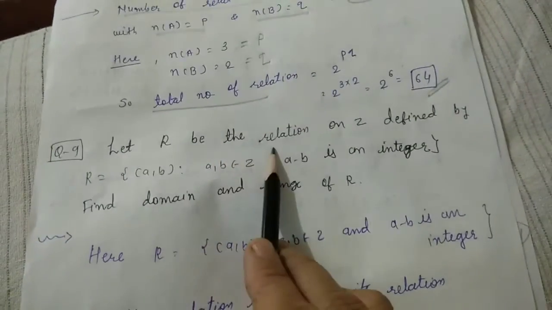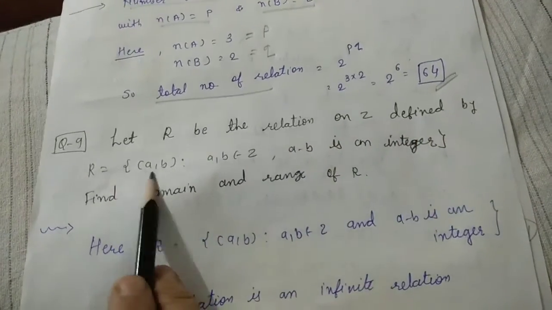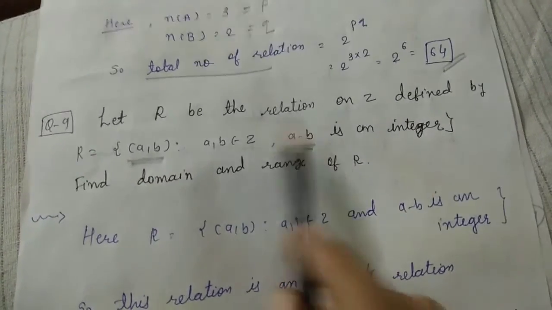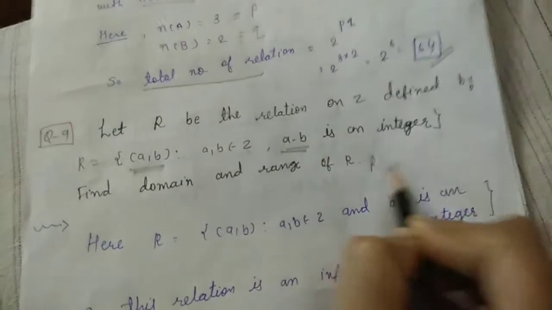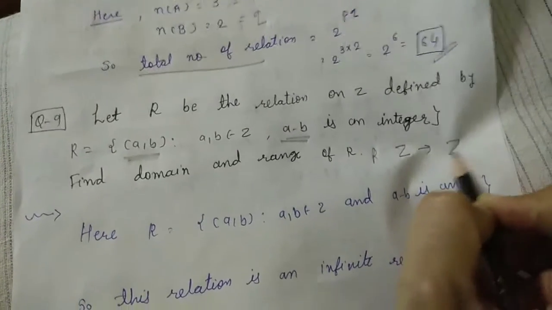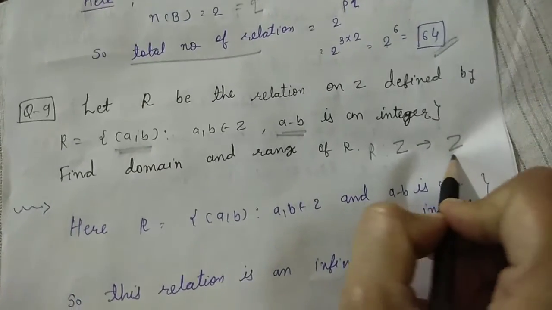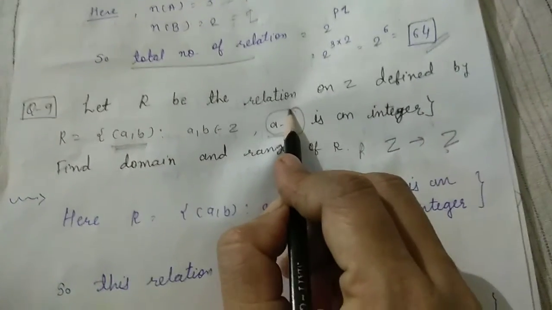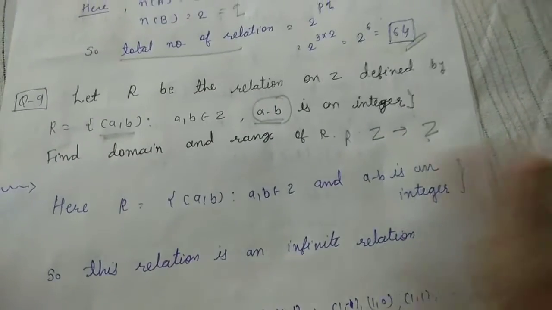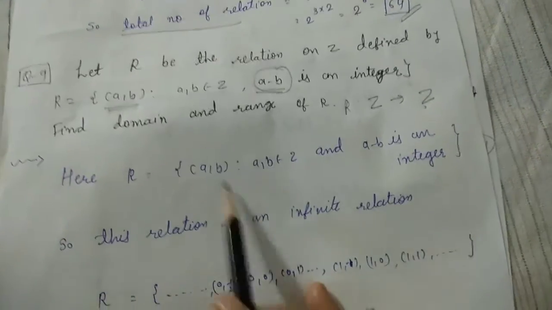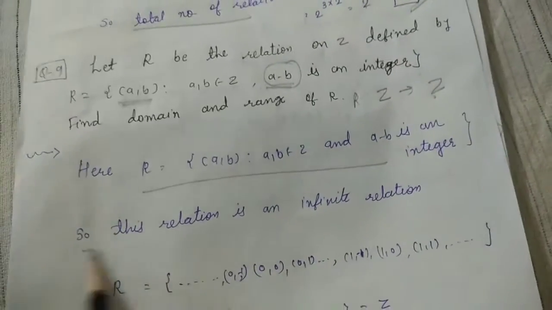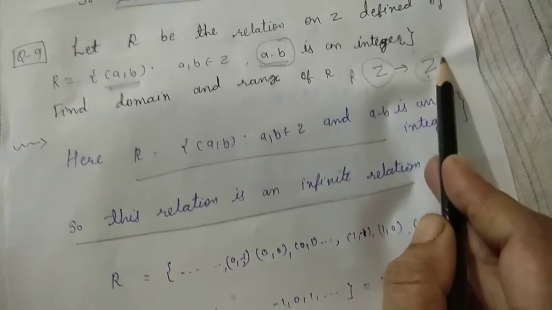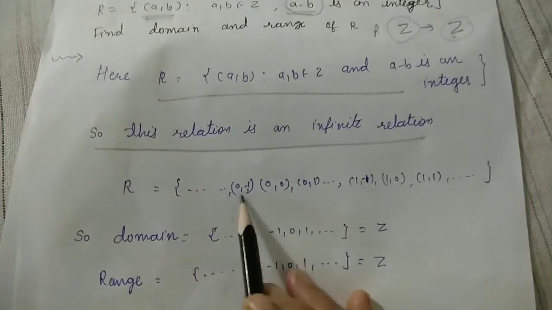Now question number 9. Let R be the relation on Z defined by R = {(a, b) : a minus b is an integer}. Now student, here the R is defined from the set Z to the set Z. Set of integers to set of integers. And a minus b is an integer. So we know that if two numbers are integers, then their difference is also an integer. So if R is equal to this, then this is an infinite relation. Why? Because its set itself is infinite.